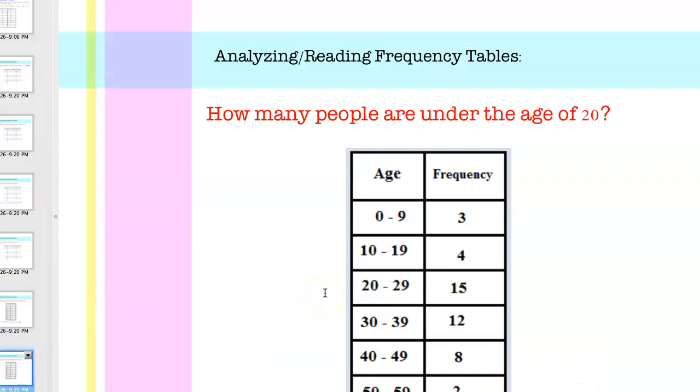How many people are under the age of 20? So here's 20, and I want to know how many are under the age of 20. And that's 4 plus 3, which is 7. So 7 people are under the age of 20.